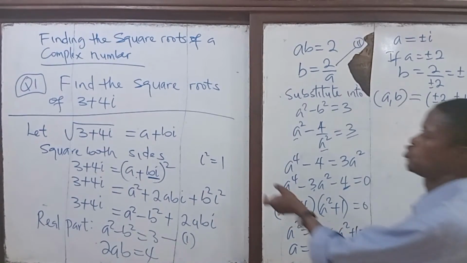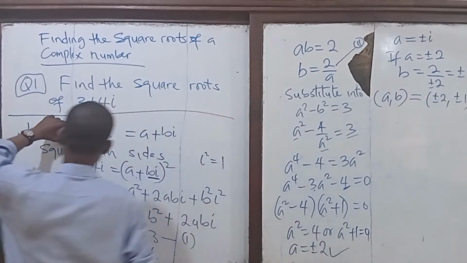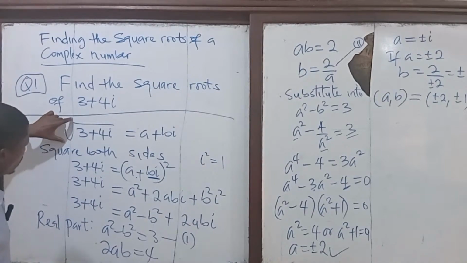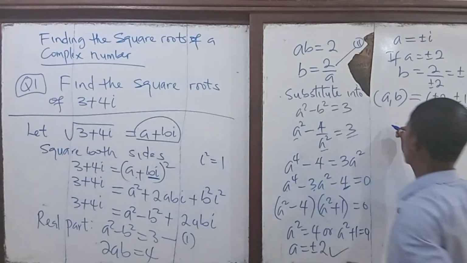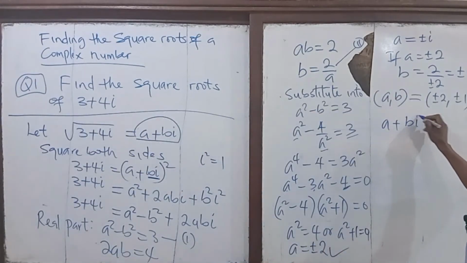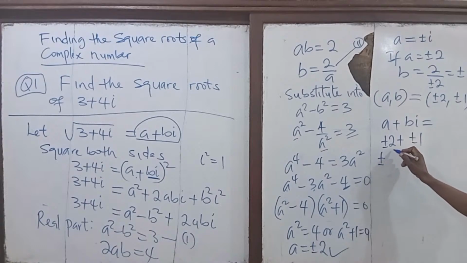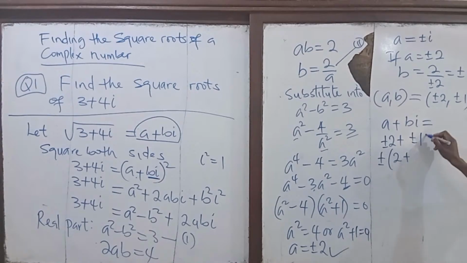Okay, then we can go back to where we said let the square root of this be this. So once we get a and b, this will be your answer. So that will be equal to a plus bi, which is plus or minus 2 plus plus or minus 1. Then I can take the plus or minus out, and that will be 2 plus 1i. So that's 2 plus i. That's my answer for that.